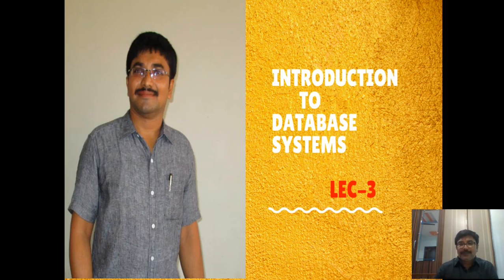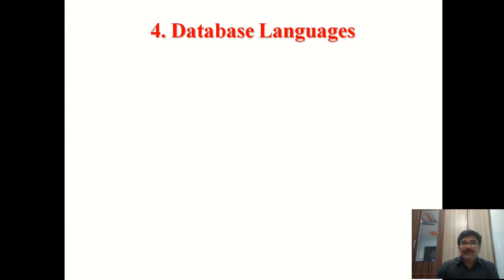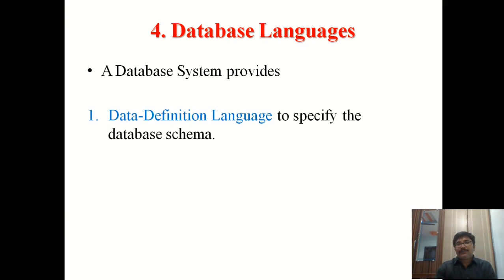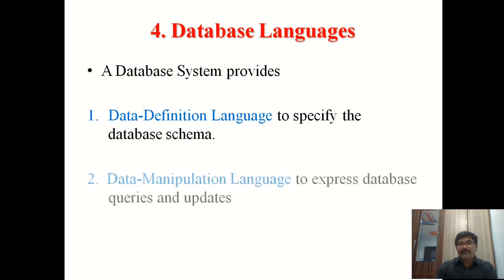Today's session, I am going to explain database languages. The database system provides different languages. These are data definition language and data manipulation language. Data definition language is used to specify the database schema. The schema means table name, columns, data types, and their sizes. And the next one is data manipulation language, which is used to express the database queries and updates. So let us see one by one.